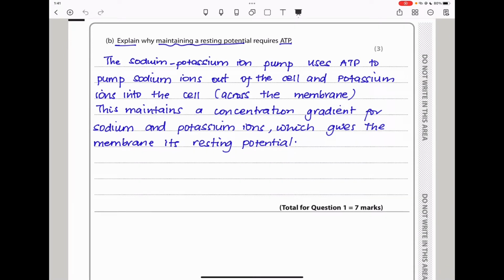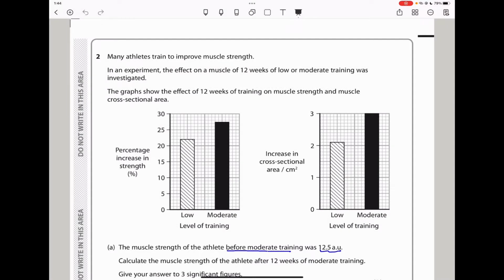Let's move on to question 2. Question 2, many athletes train to improve muscle strength. In an experiment, the effect on a muscle of 12 weeks of low or moderate training was investigated. The graph shows the effect of 12 weeks of training on muscle strength and muscle cross-section area. So we have two graphs. The first one has the percentage increase in strength against the level of training, low and moderate. And here we have the increase in cross-section area against level of training, which is also low to moderate.